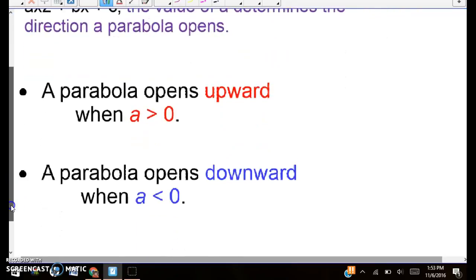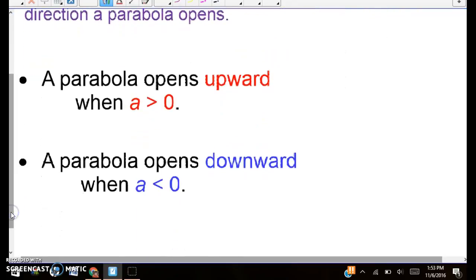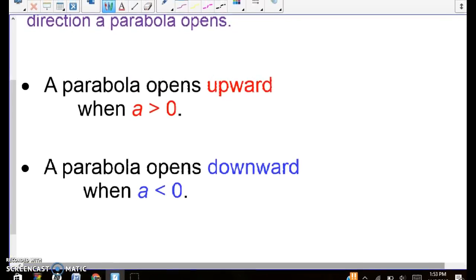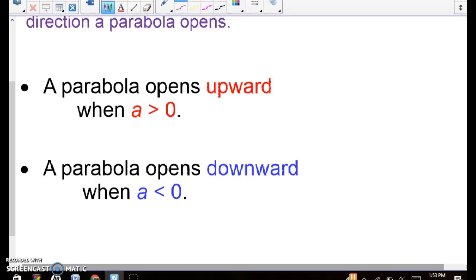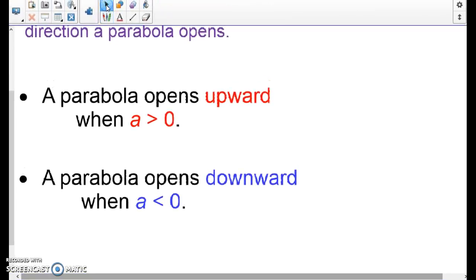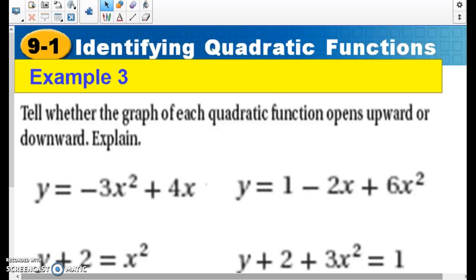Another thing we're going to have to determine is whether it opens upward or downward. And the way we determine if it opens upward or downward is what A is. So remember that number in front of the x squared. If a is greater than 0, it's going to open upward. If it's less than 0, it's going to open downward.